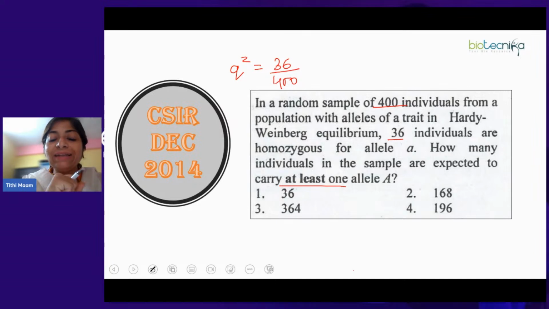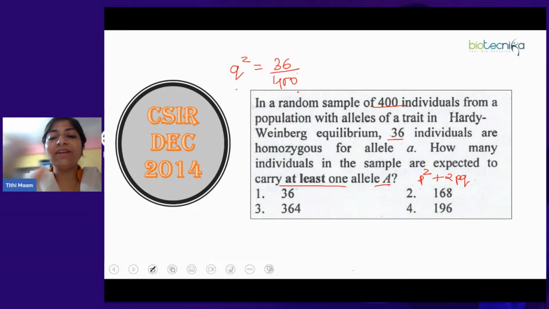Okay, so there are two ways of solving. Let me first tell you one way. You know that q square is 36 by 400. From there you calculate q, then you calculate p, and then who all will be expected to carry at least one capital A? Whoever is p square and whoever are heterozygotes also. So you find their combined proportion, multiply it with 400, and that will give you the number of individuals expected to carry at least one capital A. But that is a very long way.